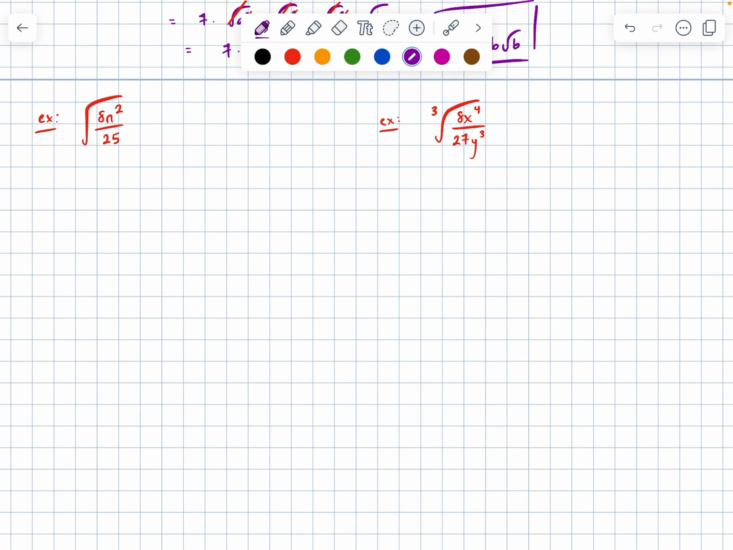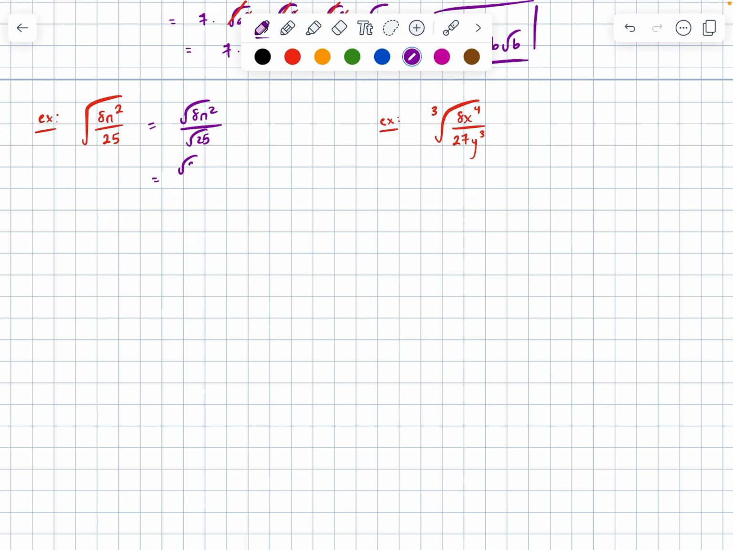Let's do some quotient property. The square root of 8n squared over 25. So again, take some time, pause, try and work these two out, and then come back and check your work with me. Let's first of all split up our fraction. So I'm going to take the square root of the numerator and the square root of the denominator separately.